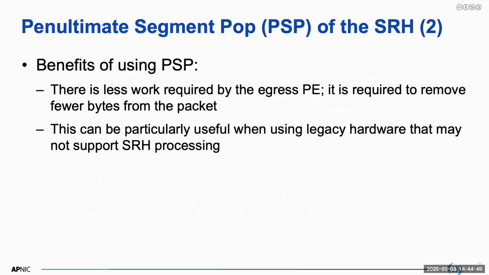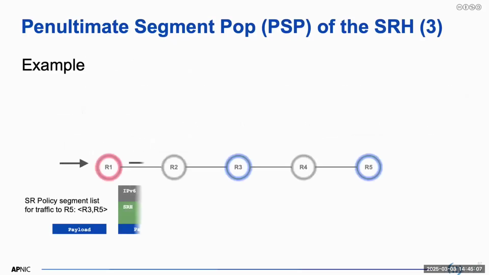This is again the benefit of PSP. The ultimate node does not need to process the SRH and then process the payload. So it just needs to do one thing instead of doing two things. So next is the illustration for the same.